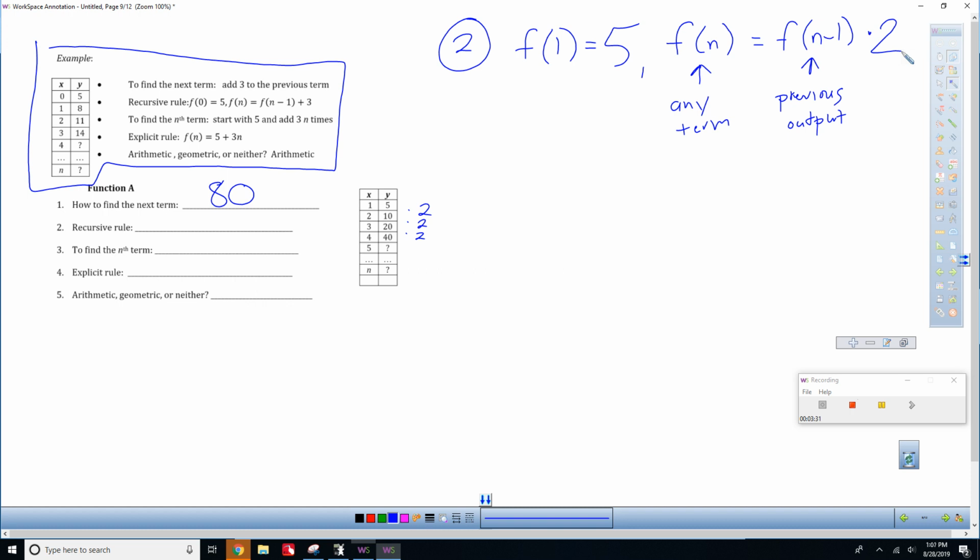Okay? To find the nth term, well, let's write the explicit rule first, and then we'll come back and find the nth term. Since we are multiplying every time, this is geometric. The explicit form for a geometric is y equals b times r to the x. So to find our b, we put in a 0 for our x. We work backwards. So we got to divide by 2.